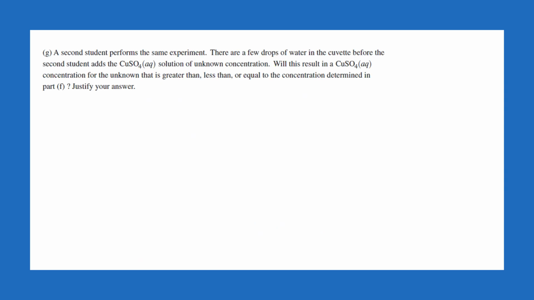Okay, the second student performs the same experiment. There's some water in the cuvette before the student adds the copper 2 sulfate. Will this result in a concentration that is greater than, less than, or equal to the concentration determined in part F? Well, if you have extra water, that's going to make the measured concentration less. Right? So the absorbance will be lower, and your concentration will then be lower as well. Because there's more water, it will block less light.